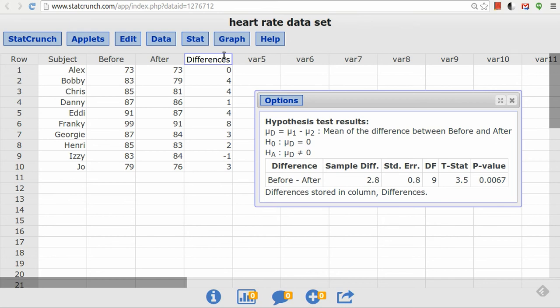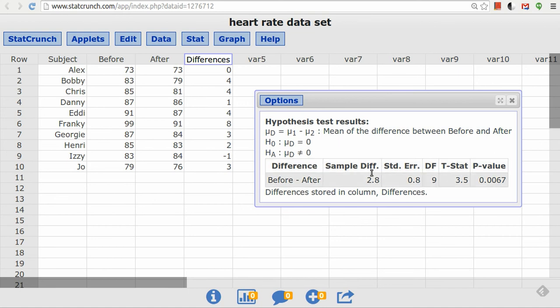Note here that these differences are positive. That's because it's subtracting in the opposite direction of what we did on the previous example when we worked this by hand. It does not change the interpretation at all. All we have to be aware of is that the difference is going in the opposite direction. So here, a positive value means that the before is higher than the after.